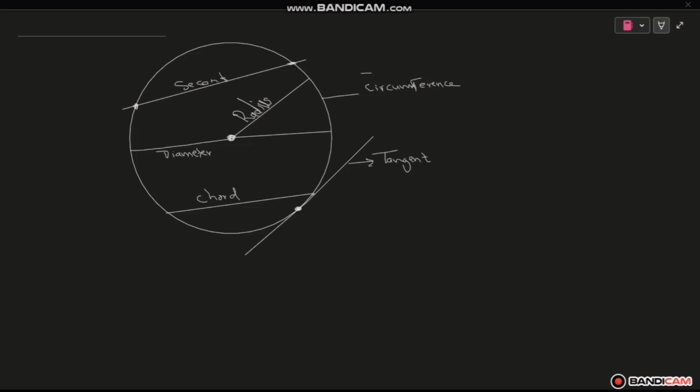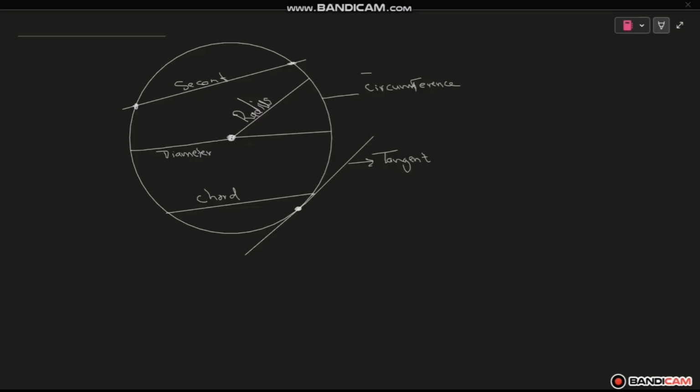Then you can see that I drew a line from the circumference, passing through the center, to the circumference. It is known as a diameter. And we have a line that is drawn below there from a circumference to a circumference, and it doesn't pass through the center. It is known as a chord. The difference between the diameter and a chord: both of them touch the circumference, but the diameter passes through the center, while the chord doesn't.